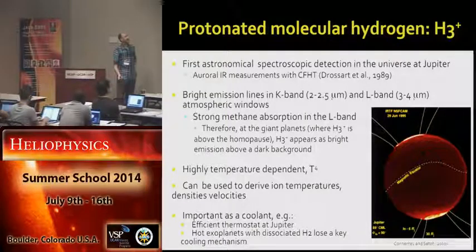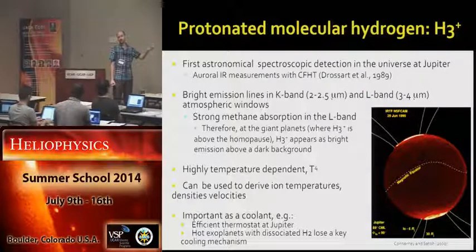So as I mentioned, it's highly temperature dependent, and therefore you can use ratios of different emission lines to back out the temperature of the emitting H3+. Then you know temperature, then you know emission, then you know densities. You can also look at the velocities of the ions. H3+ is also expected to be thermalized to the neutrals, so the temperatures you measure are good proxies for the neutral temperature, which is otherwise fairly difficult to get.